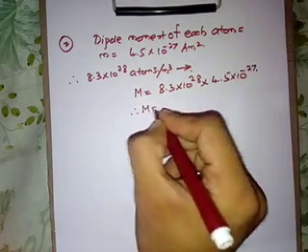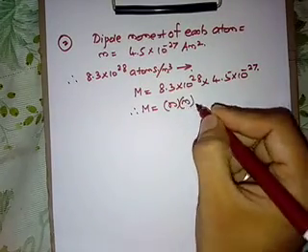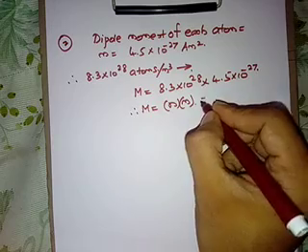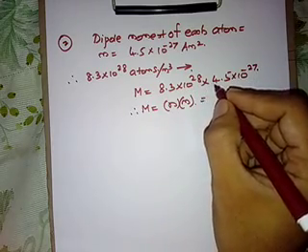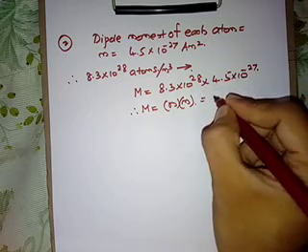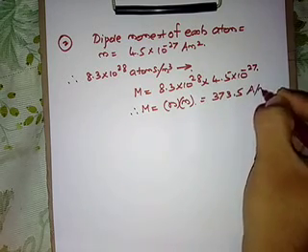Magnetization is nothing but the product of N into m. It is the number of atoms multiplied by the dipole moment, that will give the magnetization. So this is equal to 8.3 into 10 raised to 28 into 4.5 into 10 raised to minus 27. This comes out to 373.5 ampere per meter.